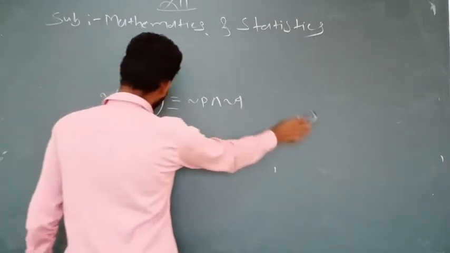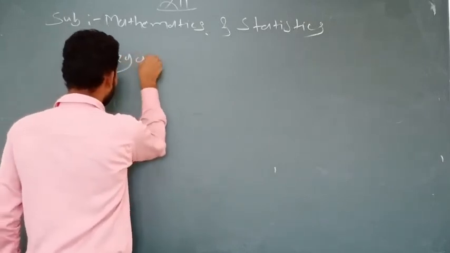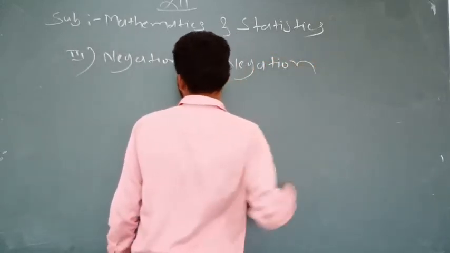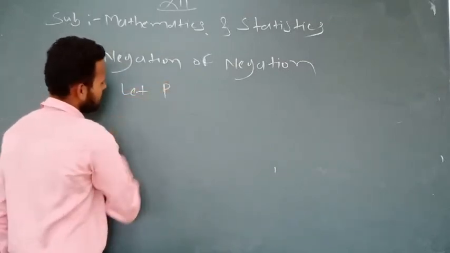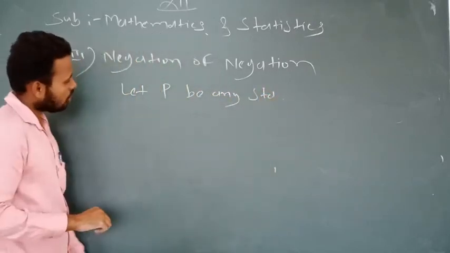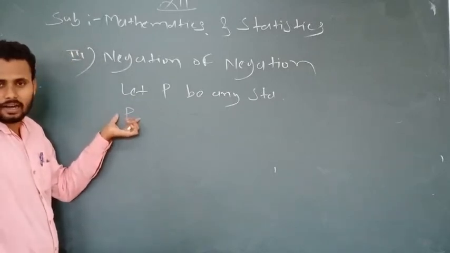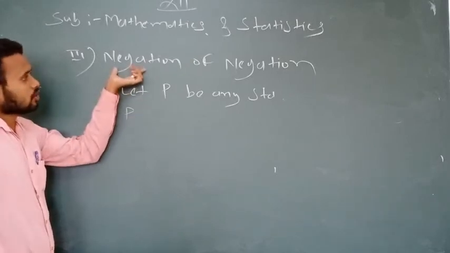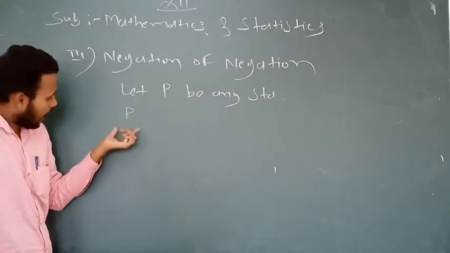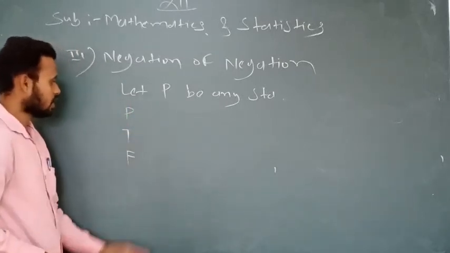Now the next one is negation of negation. For that, let P be any statement. First observe the following truth table. For any statement there are only two possible truth values, T and F.